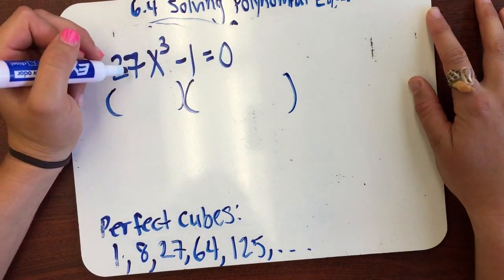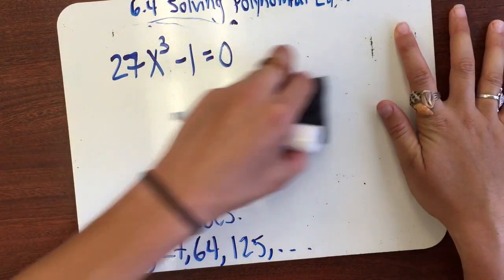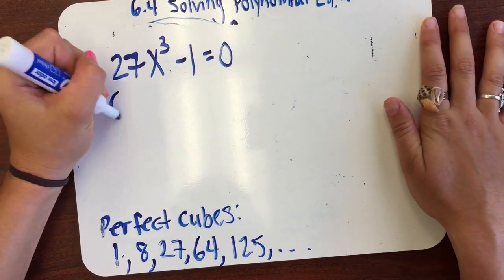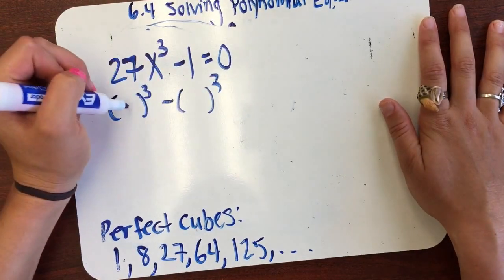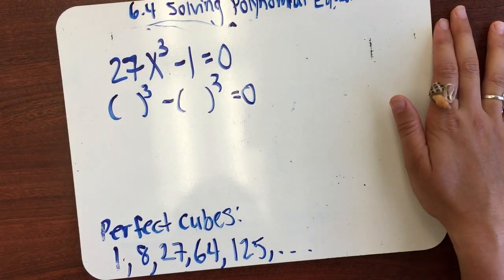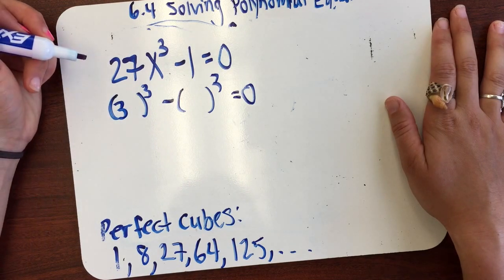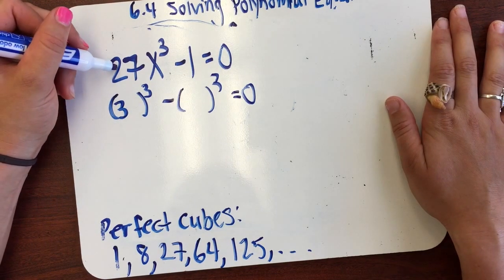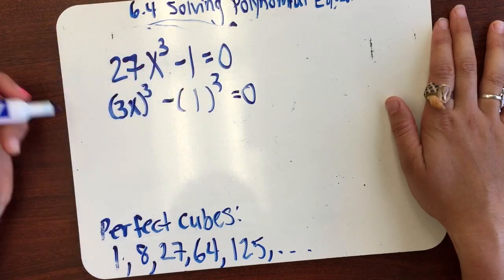So we know we're going to have our a and our b, so it'll be helpful if you write it as something cubed minus something cubed, and then you'll know your a and your b. So the cube root of 27 is 3, because 3 times 3 is 9, and 9 times 3 is 27. And then the cube root of 1 is 1.